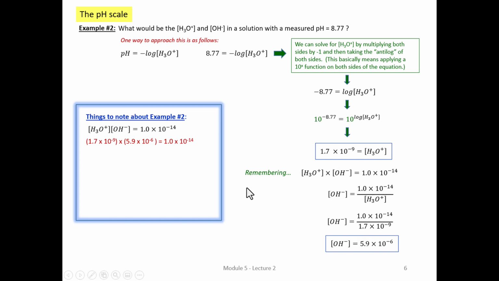And remember, the pH plus the pOH always equals 14. Well, the pH was 8.77. The pOH would be minus the log of the hydroxide ion concentration, which would be minus the log of our 5.9 times 10 to the minus 6. We get 5.23. And yes, 8.77 plus 5.23 equals 14.